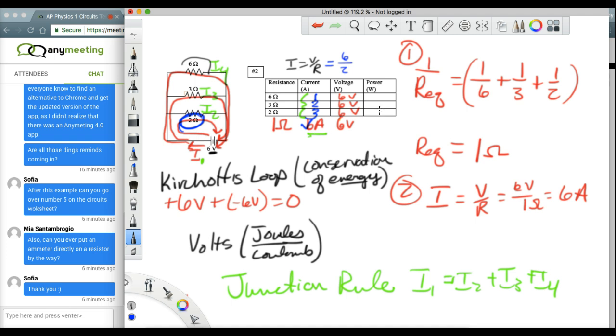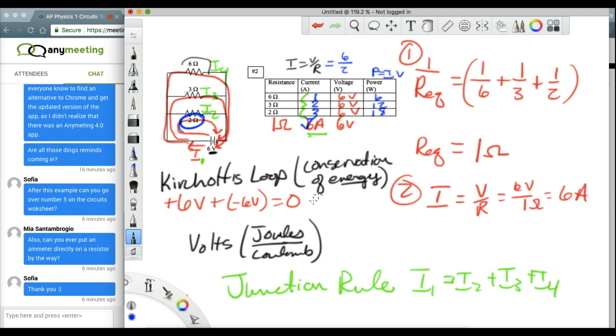Now we need to figure out our power, which is just current times voltage. P equals IV. So the current is 1 times 6. 6 times 2 is 12. 6 times 3 is 18.